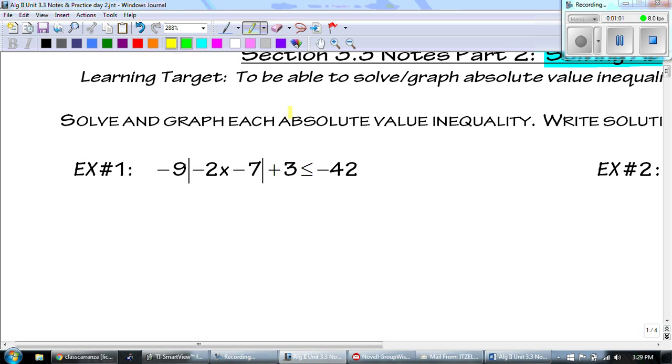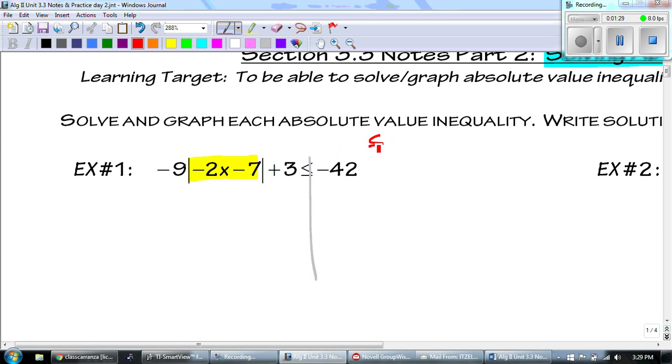Okay, but we can't just do that right away. We can't just be like, oh look, it's less than, so we're going to change it to an and. No. Absolute value is not by itself. So first we have to get the absolute value by itself. Then we can figure out if it's less than or greater than and to solve it from there. Okay? So let's go ahead and get started.